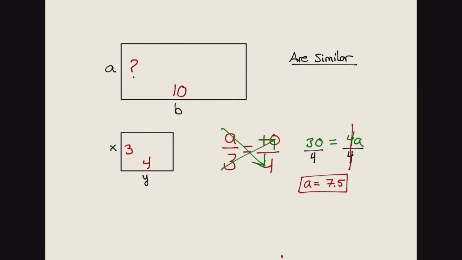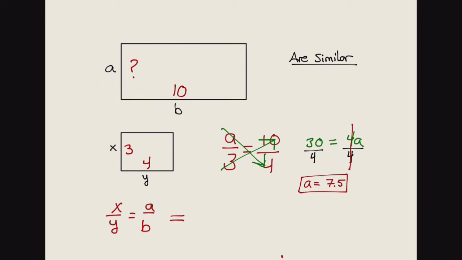Let's compare x over y to a over b. This is not the same proportion that we did before, but it should still work because we're still making comparisons, okay? This time we're making comparisons of the sides of the smaller rectangle to the sides of the larger rectangle.